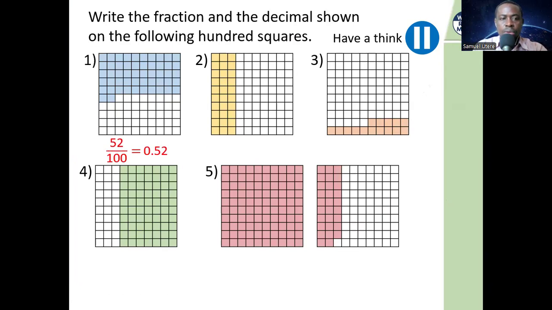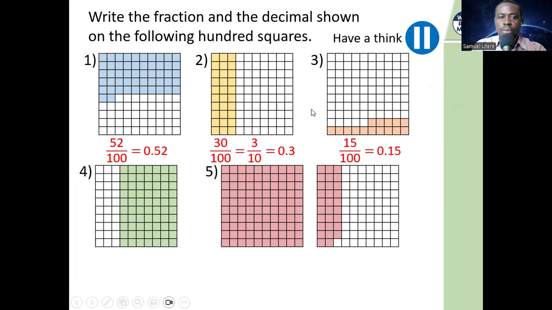That's 52 hundredths. Why? We have 52 squares shaded. You can see we have 5 rows, which is 50, and we have 2 small squares shaded as well. So that will be 0.52. Here we have 30 squares shaded. So that is 3/10, which is the same thing as 30 over 100, which is 0.3.